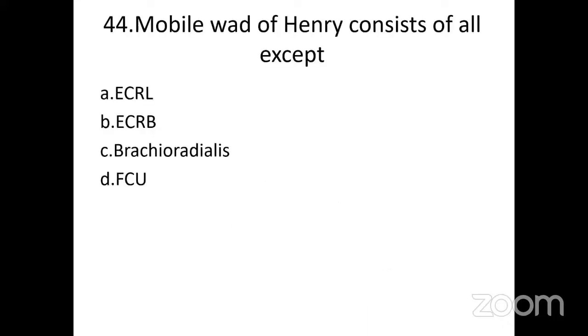The mobile wad of Henry consists of all except, it's actually an anatomical question. There are 20 muscles in your forearm, and there are 4 compartments in your forearm: the superficial and deep flexor compartment, the mobile wad of Henry, and the dorsal compartment. The mobile wad of Henry actually houses extensor carpi radialis longus, extensor carpi radialis brevis, and brachioradialis. So 3 muscles are grouped in mobile wad of Henry, not FCU.